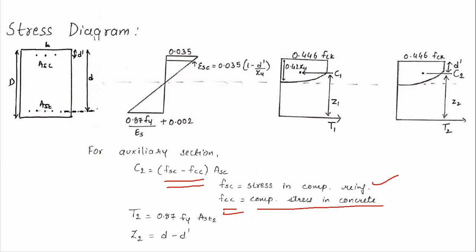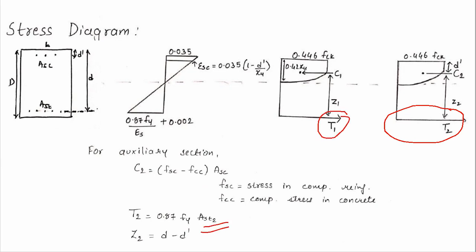Moving on to the value of T2. T2 will be again the same, 0.87 fy AST, but here if we consider it to be T1, it will be AST1, and if we consider it to be T2, it will be AST2. And the last thing will be the lever arm. The lever arm will be the distance between these two forces.